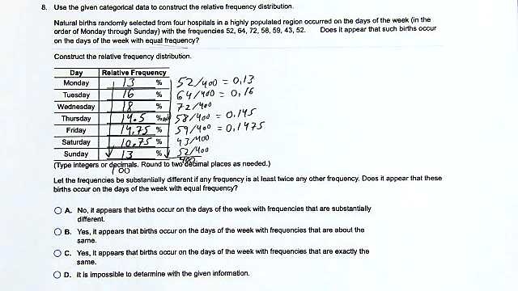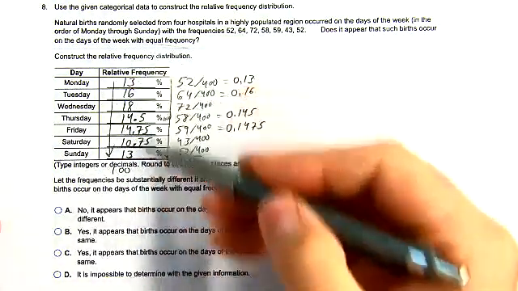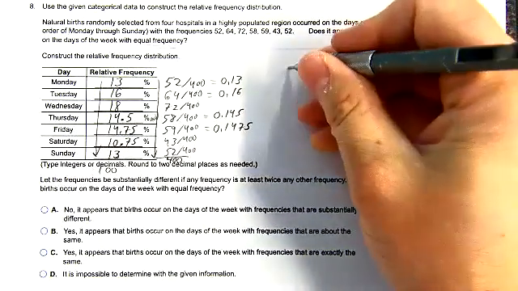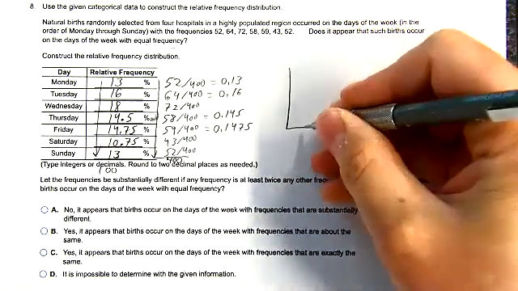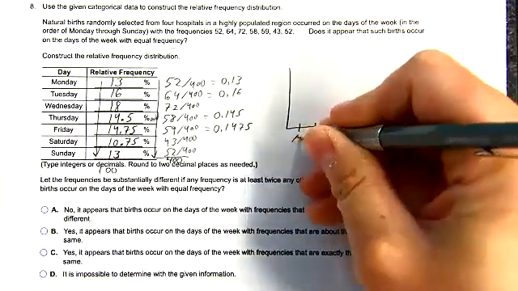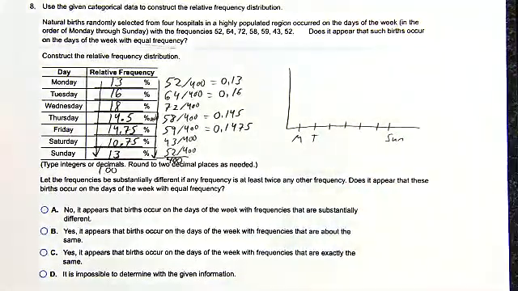Now, this one asks, so that would be the answer for the first part, getting those frequencies right. The next part asks to plot it again. So Monday, Tuesday, Wednesday, Thursday, Friday, Saturday, Sunday.